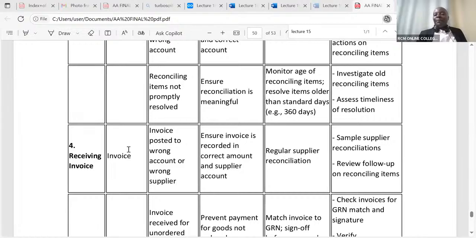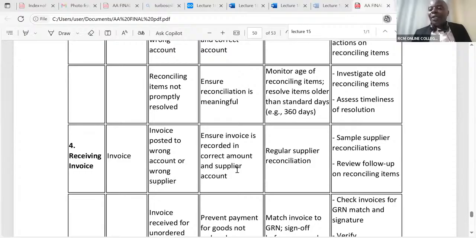And remember, risk, you can say anything. So long as you're good in business, so long as you understand business language, you can say anything and you'll get it right. We've never marked people wrong here. Whenever they write points and are able to defend themselves, they're always right. So: invoice posted to wrong account or even wrong supplier. If we have controls, what will be the objective? The objective will be to ensure that the invoice is recorded in the correct amount and supplier account.